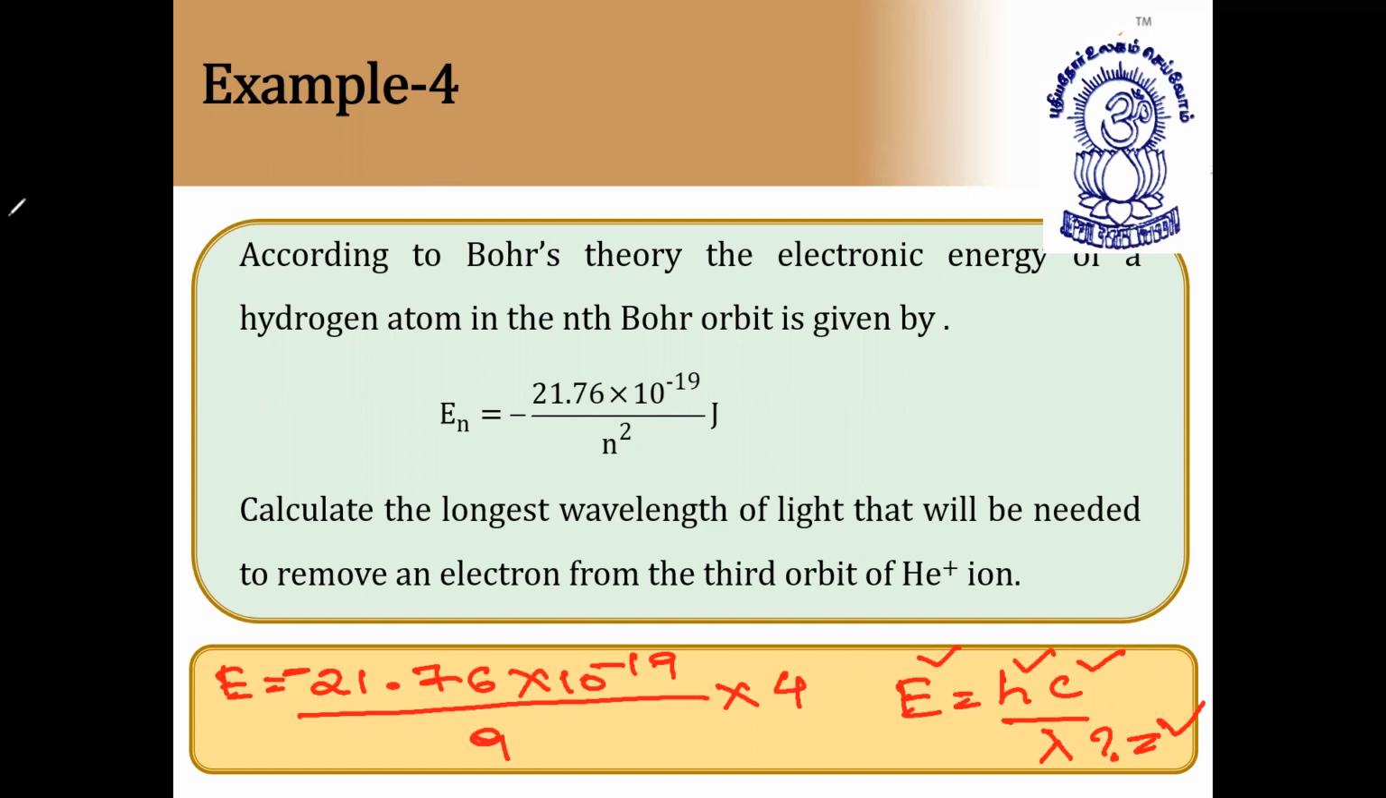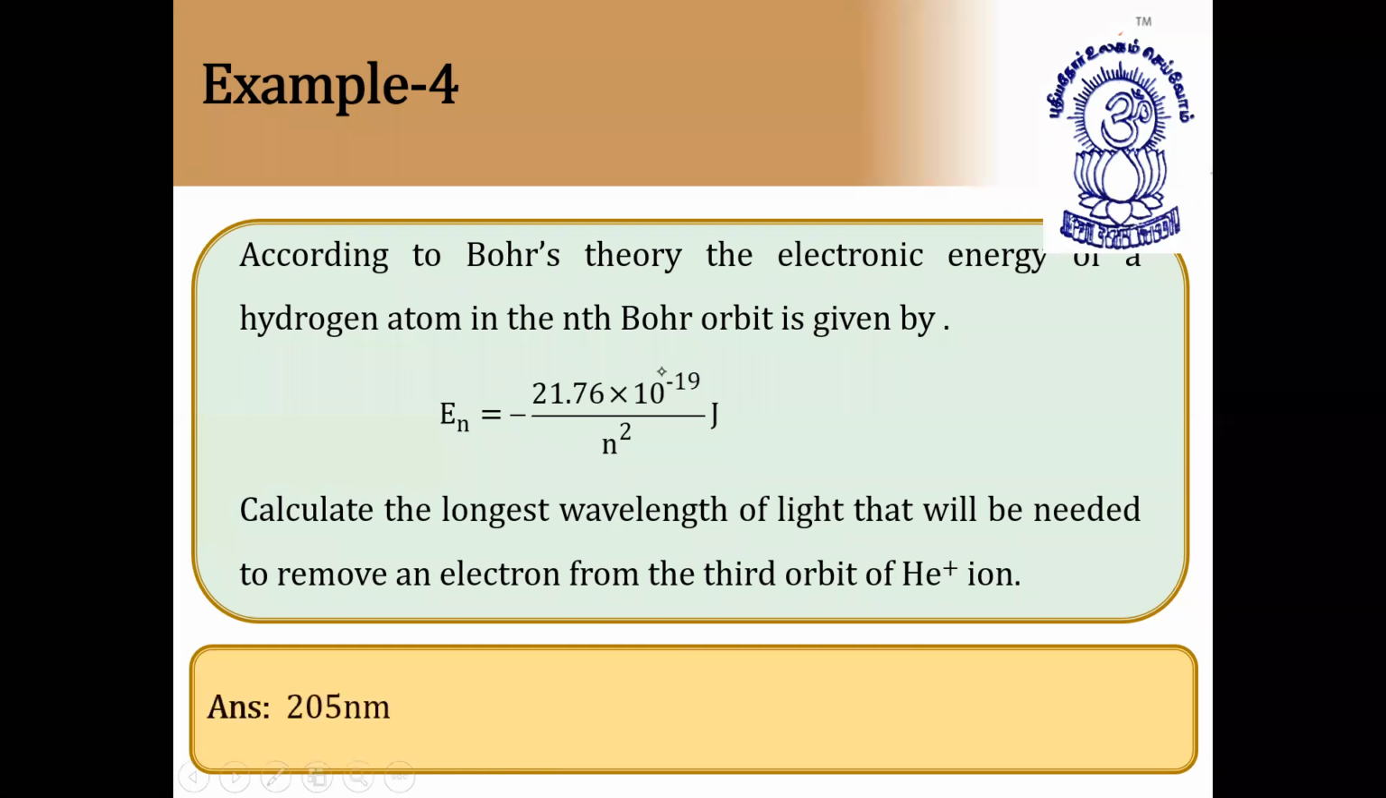After finding this energy, you can find the wavelength of that particular energy. So E is equal to h into c by lambda, where c is the velocity of light and h is Planck's constant. The E value we will get from this expression, and lambda can easily be found. Now I'm writing the answer. Verify your answer whether it has come or not. It should come as 205 nanometers. I hope this is clear. Next question.